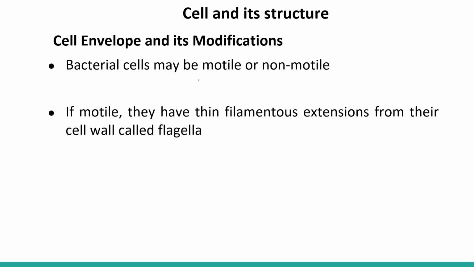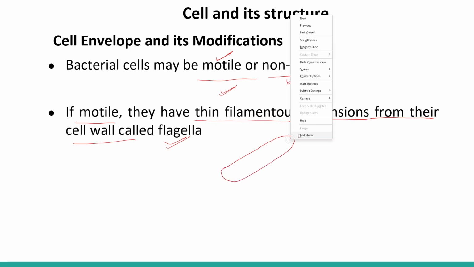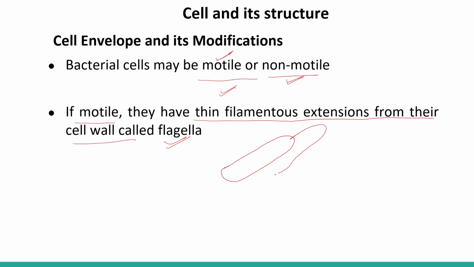Bacterial cells may be motile or non-motile, depending on the motile structures they have. If the bacteria is motile, then they have a thin filamentous extension from their cell wall, which is called flagella. So suppose this is a bacteria, if it is motile, then it will have a flagella-like structure like this. So this is a flagella. It helps in locomotion of bacteria.